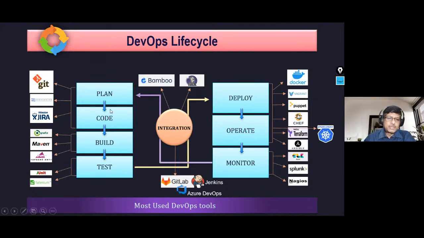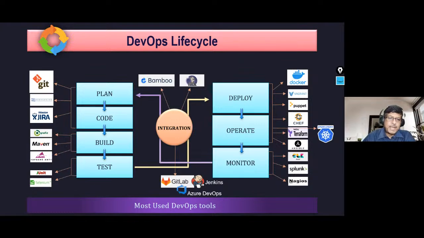So we had chalked out a plan. We will deliver the code. We will build the code. We will test the code. And finally, we are using the pipeline to deploy the code over to some environment. And then there will be some operation work. And finally, it will go to monitor once we have delivered it to production or some other systems.